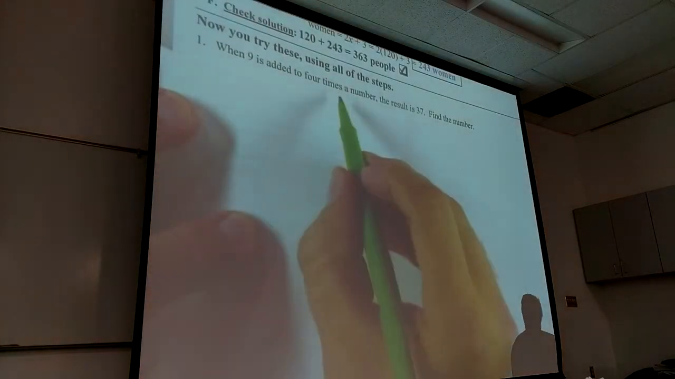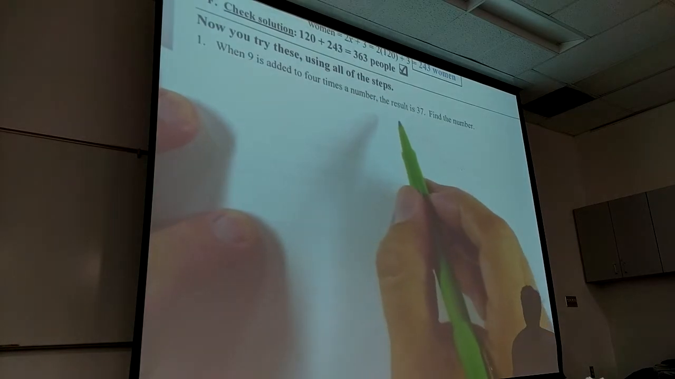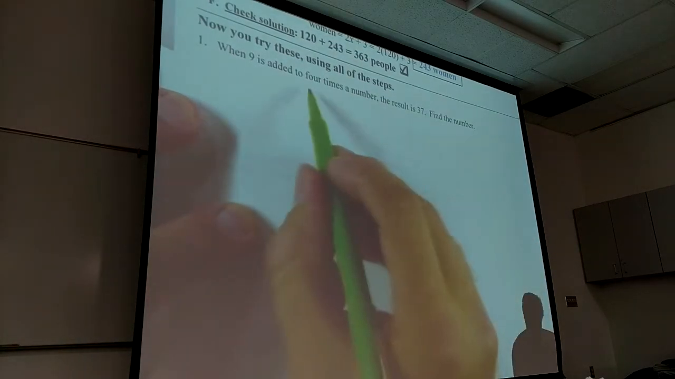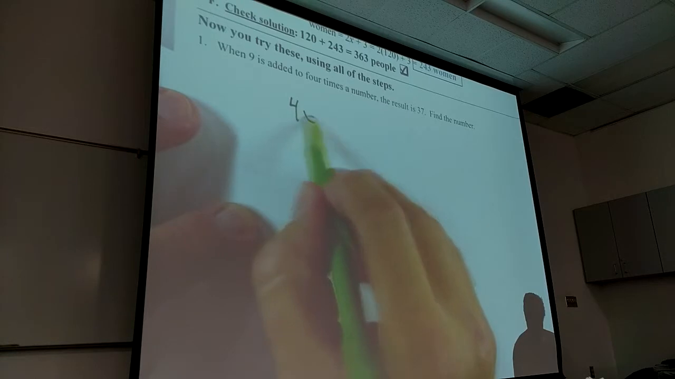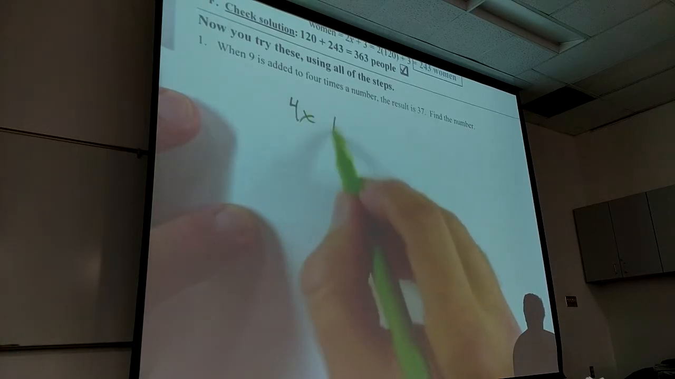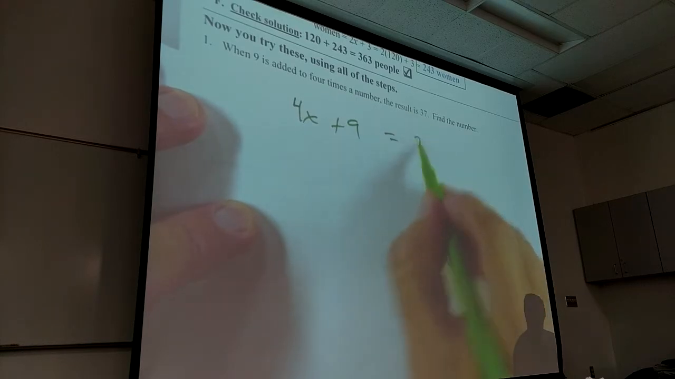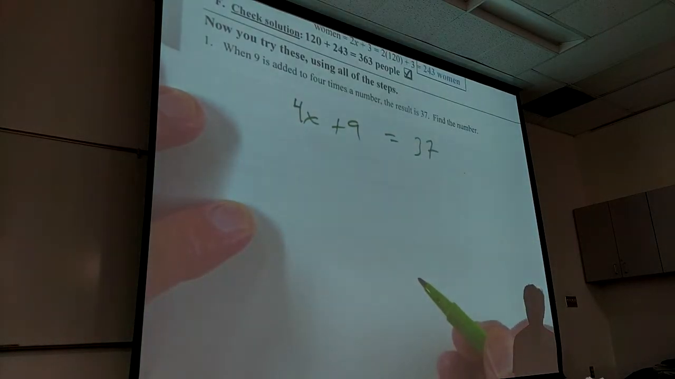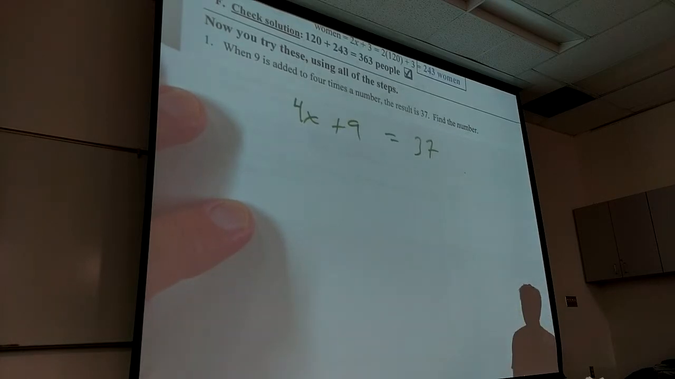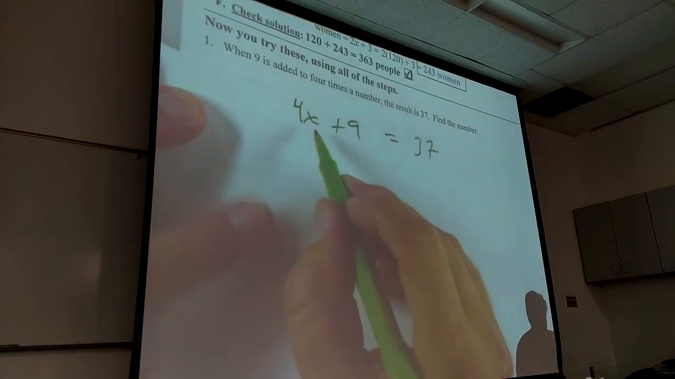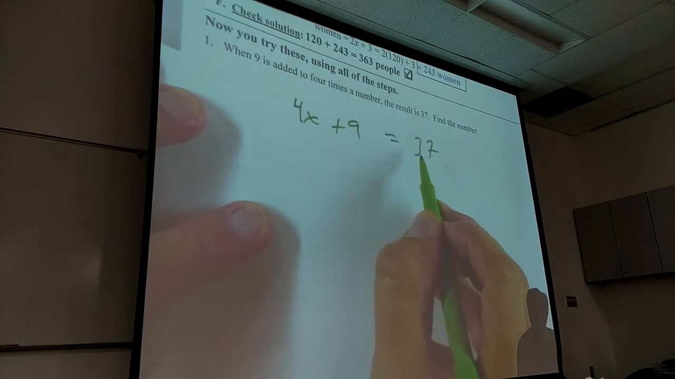When 9 is added to 4 times a number. So what's 4 times a number? I'm going to add 9 to it. The result is 37. And I don't care what you call the number. I call it X, you call it N, you can call it happy face. I don't care. You solve for it, whatever you call it.